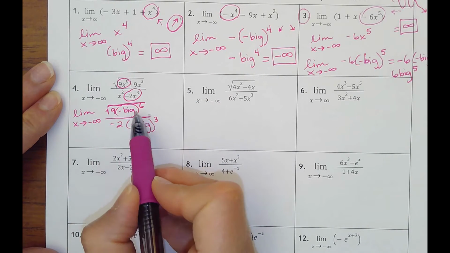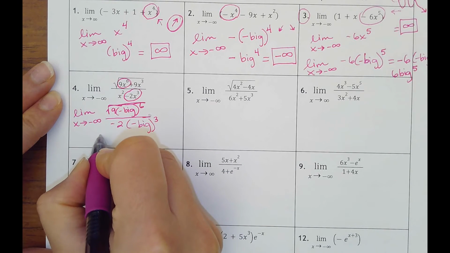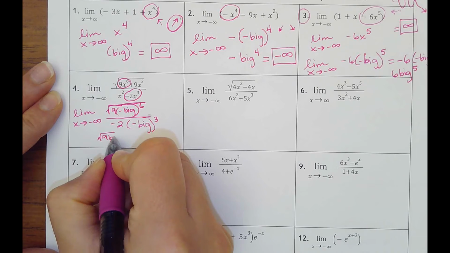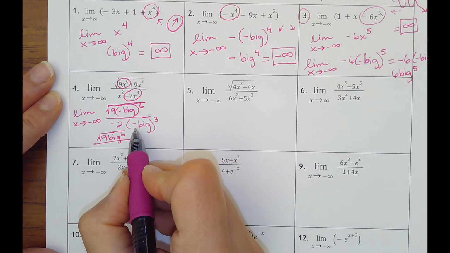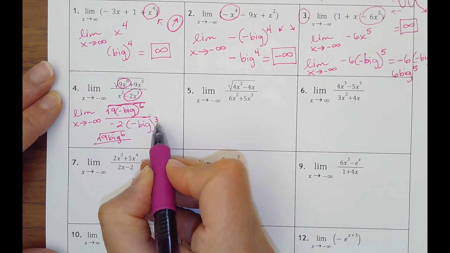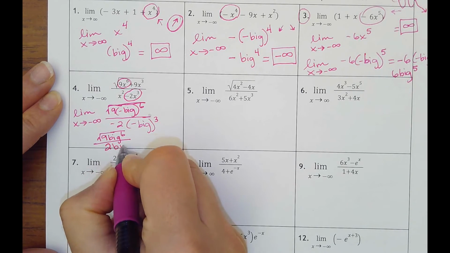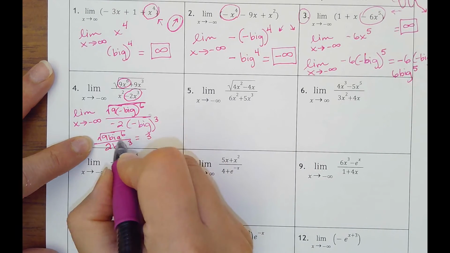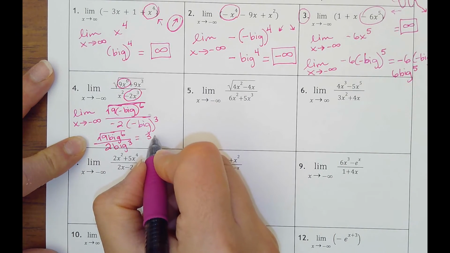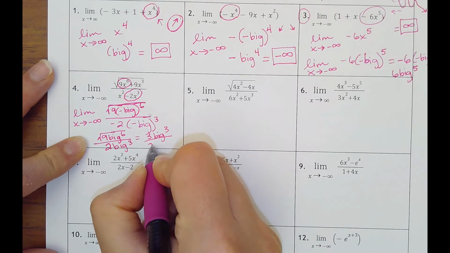Okay, so a negative number taken to the 6th power would become positive. So it would be positive square root of 9 big to the 6th over a negative number taken to the 3rd power would be a negative times this negative would become positive 2 big cubed. And then I'm going to simplify my square root. Square root of 9 is 3. 6 divided by that index of 2 is big cubed, and then over 2 big cubed.